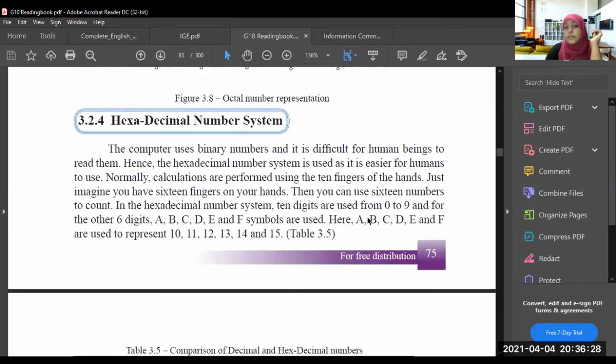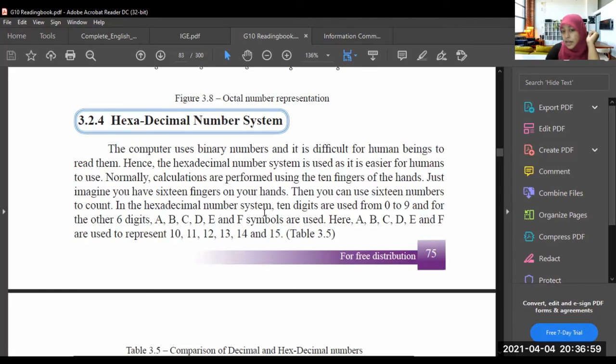Hexadecimal number system. The computer uses binary numbers and it is difficult for human beings to read them. Hence, the hexadecimal number system is used as it is easier for humans to use. Normally, calculations are performed using the 10 fingers of the hands. You know that. Just imagine you have 16 fingers on your hands. Then you can use 16 numbers to count, isn't it?